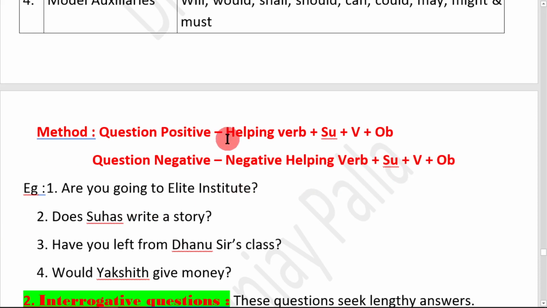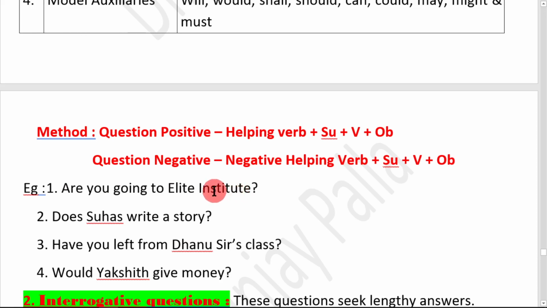Okay, according to this formula, we are creating the sentence now. Are is the helping verb, plus subject you, and V4 is going, and to is the preposition, Elite Institute is the object. Are you going to Elite Institute? Okay, this is the interrogative sentence because the sentence begins with the helping verb, ends with the question mark. So we have to call this an interrogative sentence. Okay, easily we can identify.